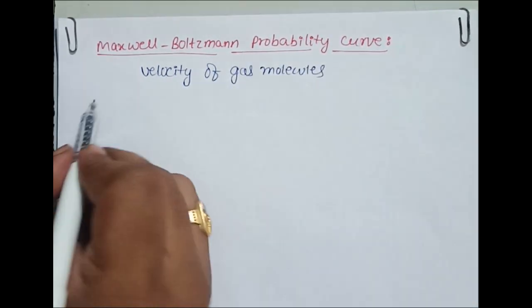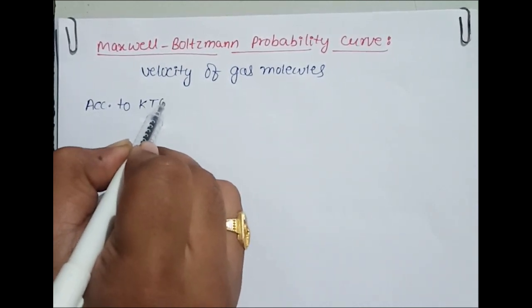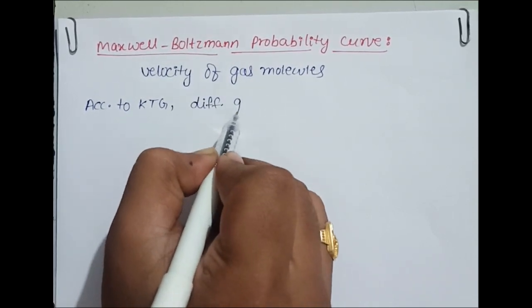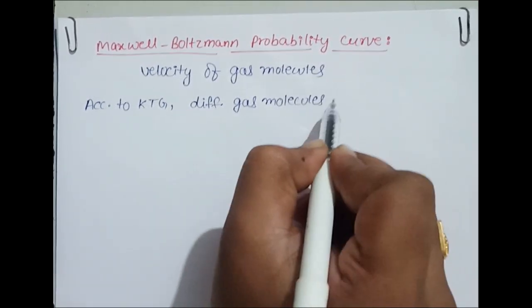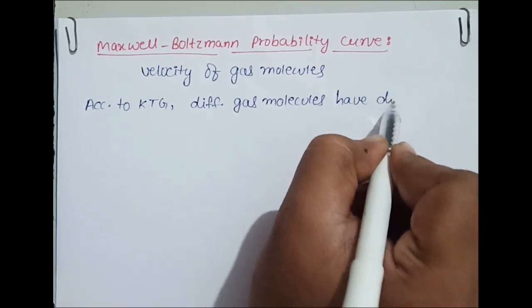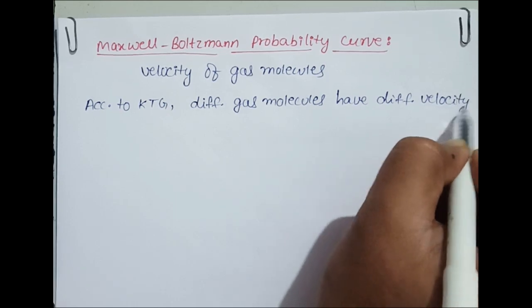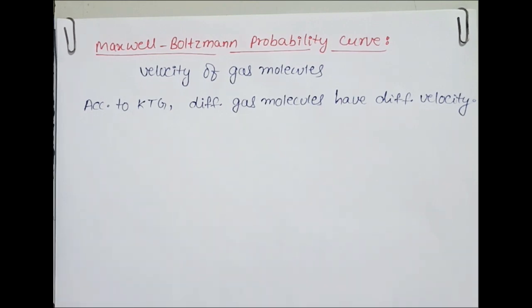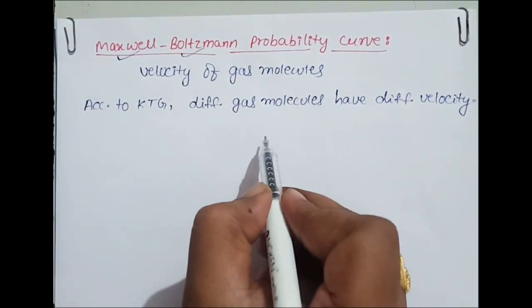What did kinetic theory of gases study? As per kinetic theory of gases, different gas molecules have different velocity, or I can say they travel with different velocity. So it is not possible to find the velocity of an individual molecule. You cannot get the velocity of one molecule. But Maxwell and Boltzmann drew a graph.